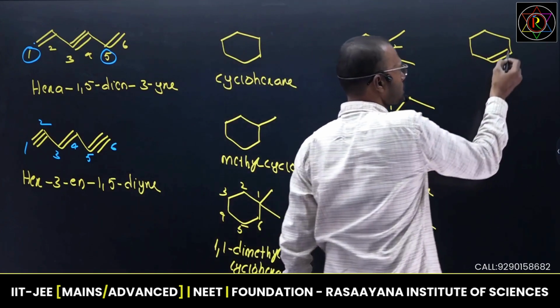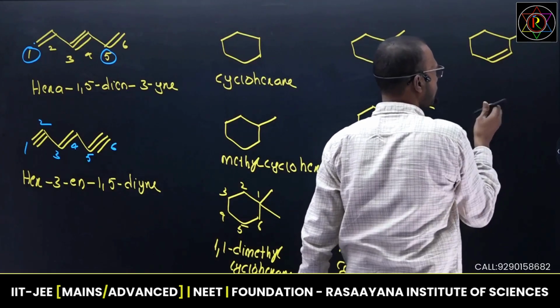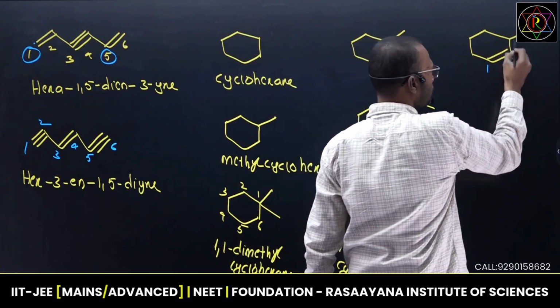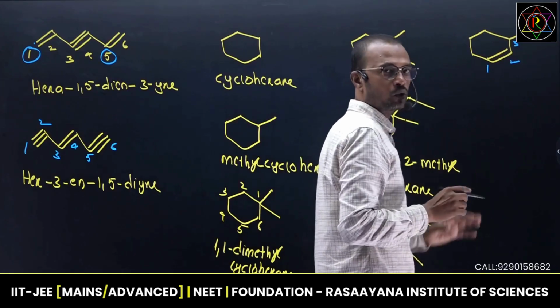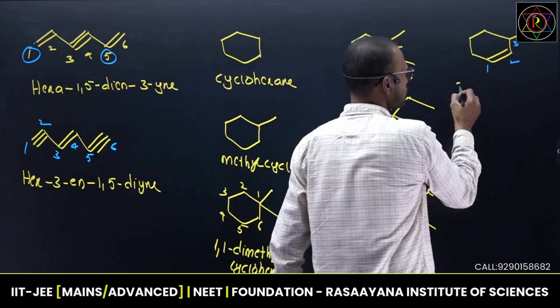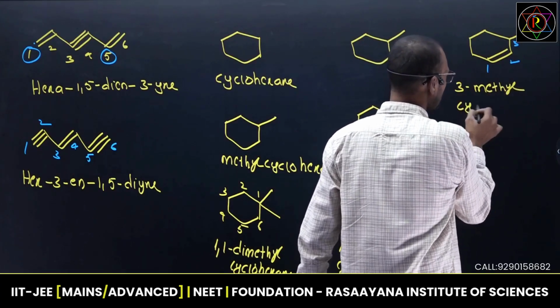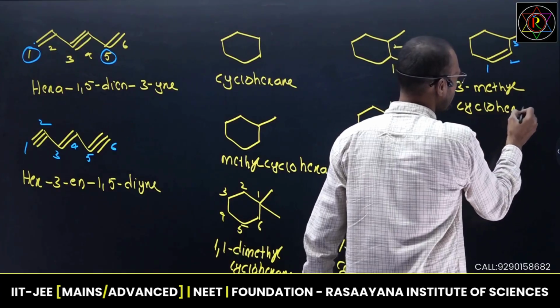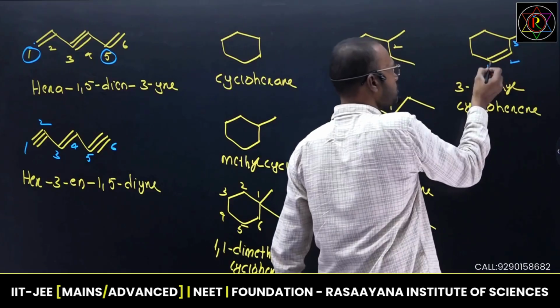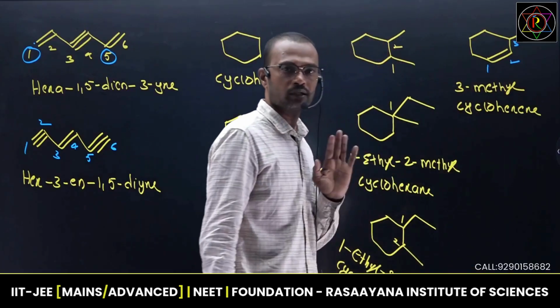Suppose any substitution is present here. First you need to complete the double bond: 1, 2, 3. First you complete the double bond, don't complete the substitution. So first you should say 3 methyl cyclohexene. Here don't say 1 hexene, because this 3 comes from the double bond position only. Even if you write 1, nothing will happen.